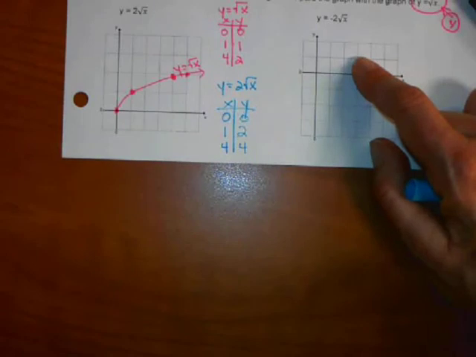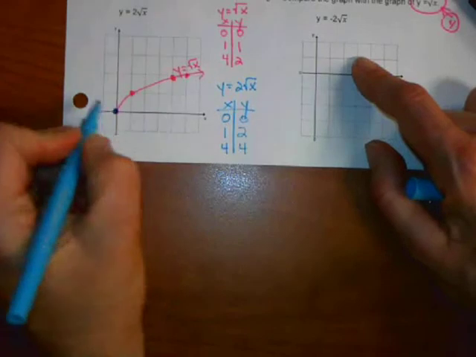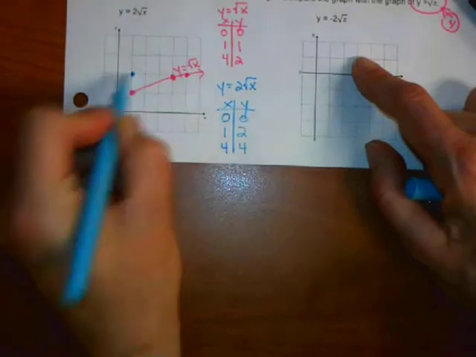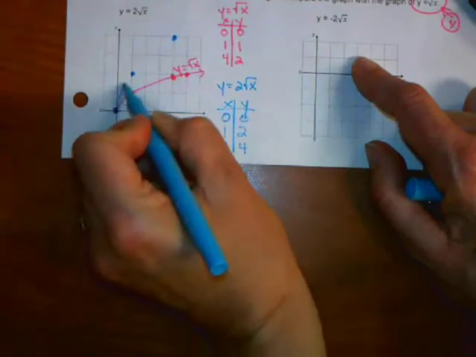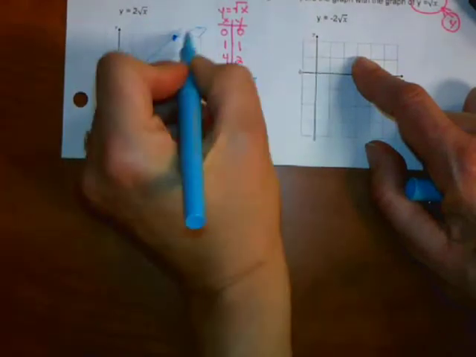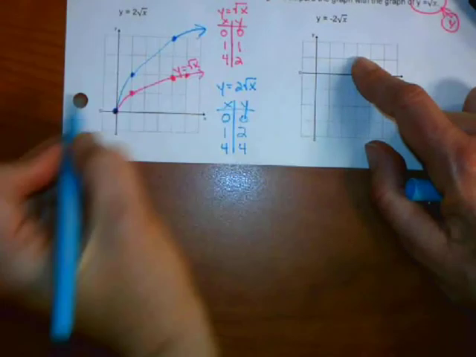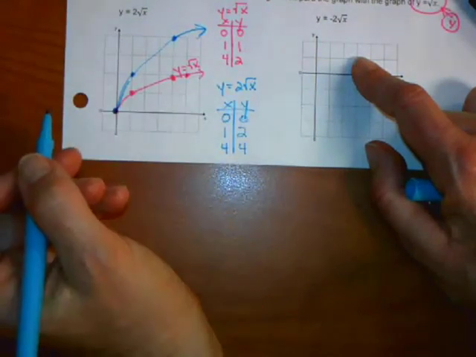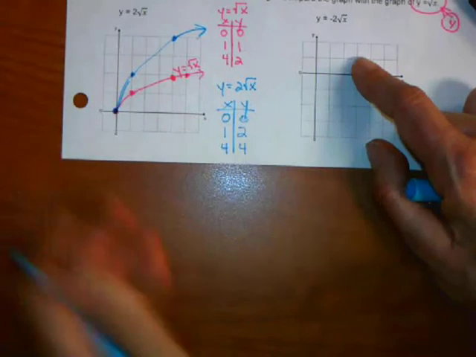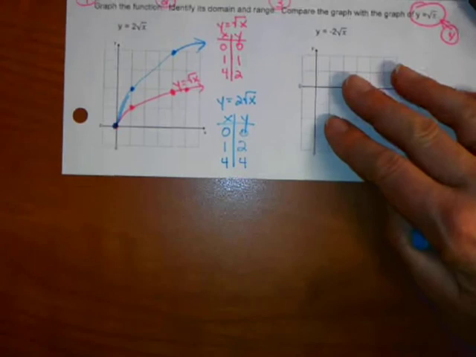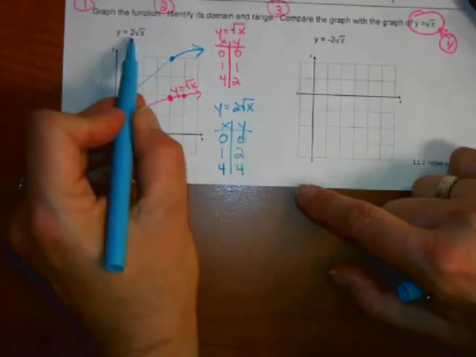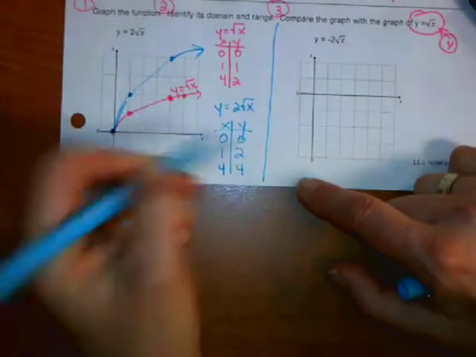So let's graph those. 0, 0, over 1 up 2, over 4 up 4. So what would you say? You didn't times it by -2. Y equals -2 square root of x. Oh, I'm doing this one right here. Okay, thank you, though.